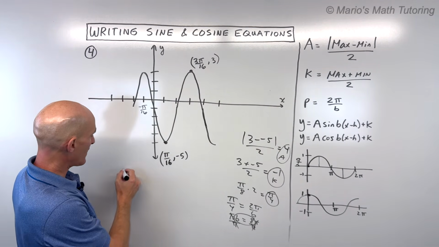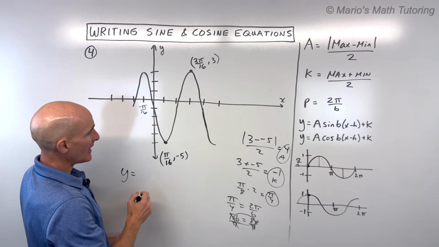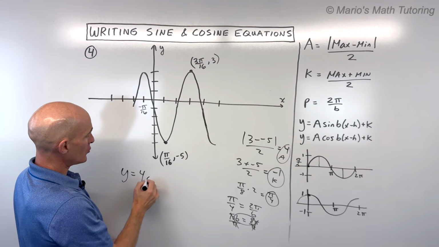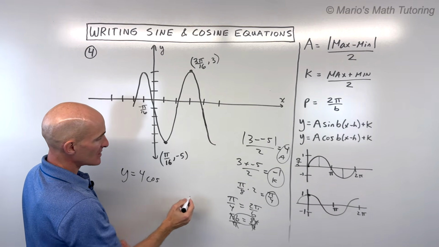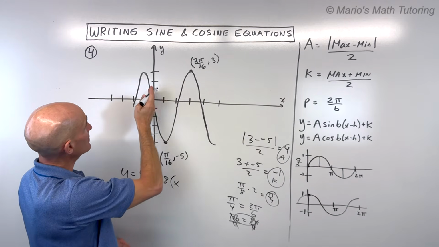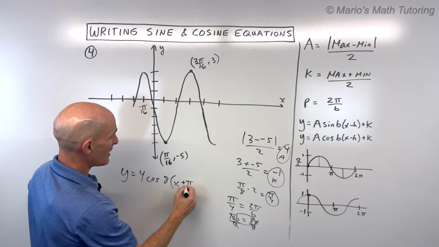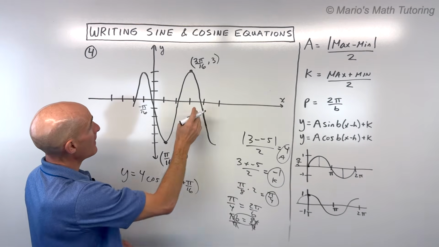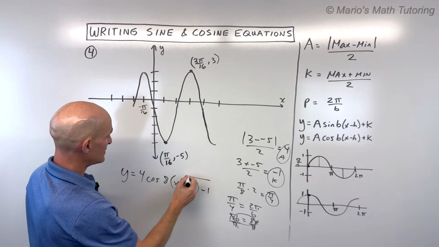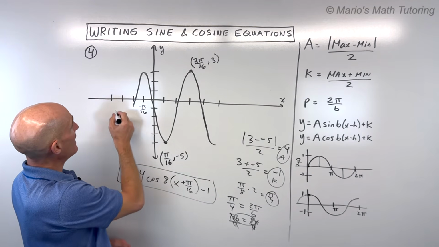So let's go ahead and do that. We've got y is equal to the amplitude, which we said was 4, and then we've got cosine. Our b value we said was 8. We said we're going to be shifting to the left pi over 16, so that's plus pi over 16. Or we could do x minus 3 pi over 16. And then our k value was -1, so it's been shifted down 1, which means that our midline is right here.